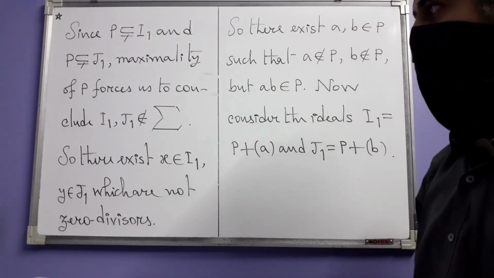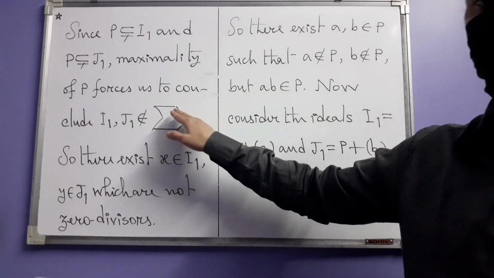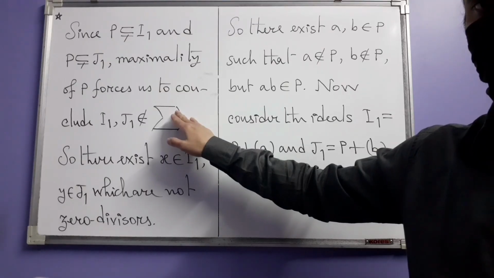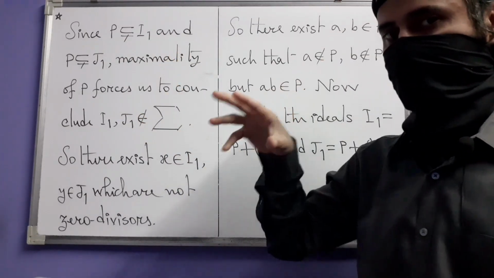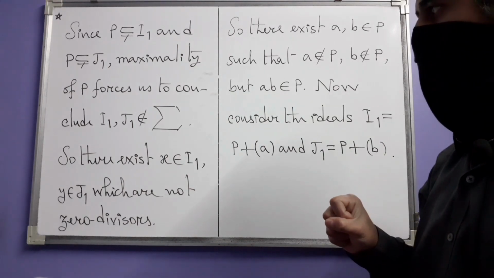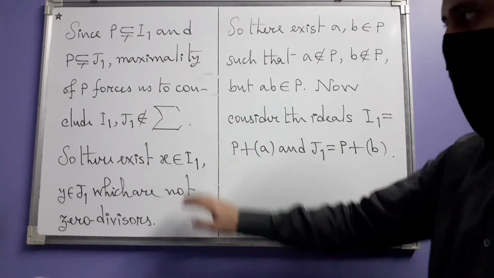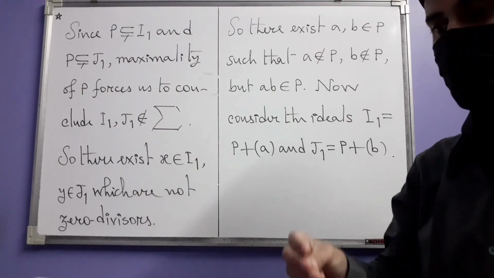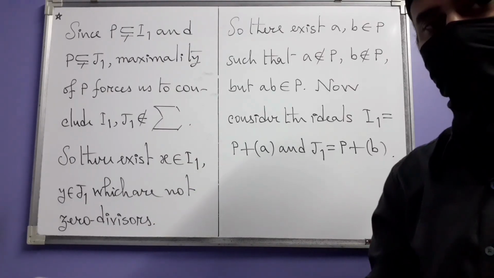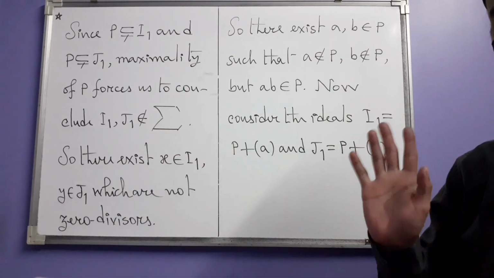However, what is P? P is a maximal element in sigma. So these things being greater than P, in the sense of containing, cannot belong to sigma. Now what type of elements does sigma have? Sigma has those ideals where all the elements are zero divisors. These are ideals. Okay, that fact is there.